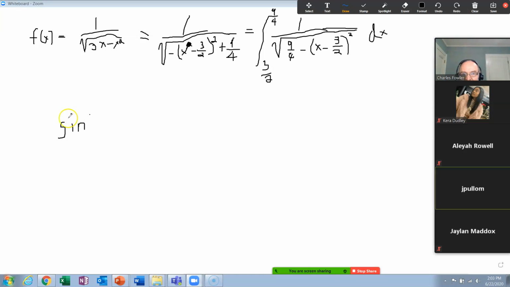1 over a. Remember, your a was 3/2, so 1 over that is 2/3. So this is 2/3 the inverse sine of, and that's the inverse sine, don't let me forget to do that. Okay, and your numerator is your x minus 3/2.